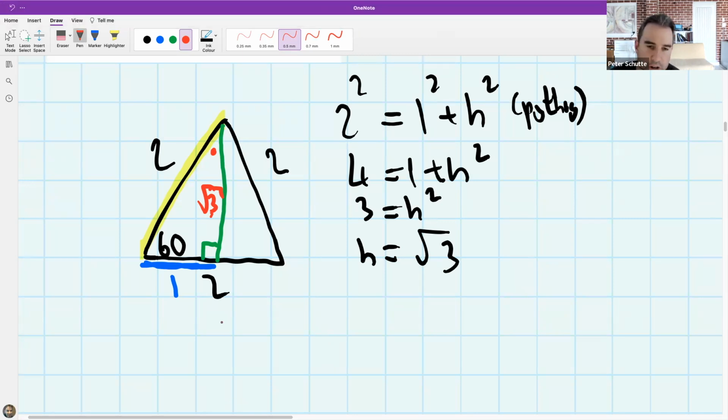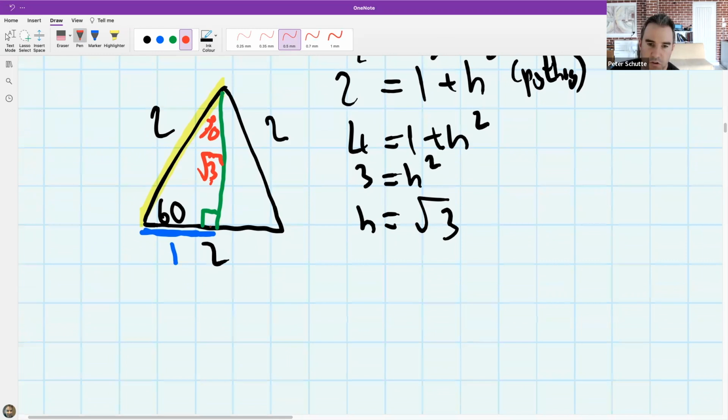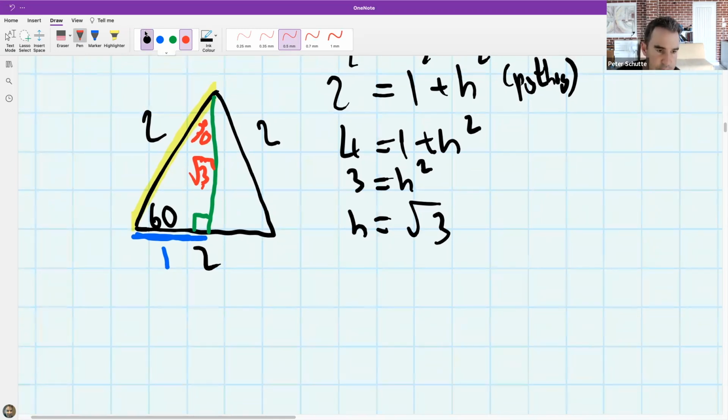Using what you know about triangles. Yeah, it's going to be 30, because it needs to add up to 180. So what we're going to do now is we have another special triangle.